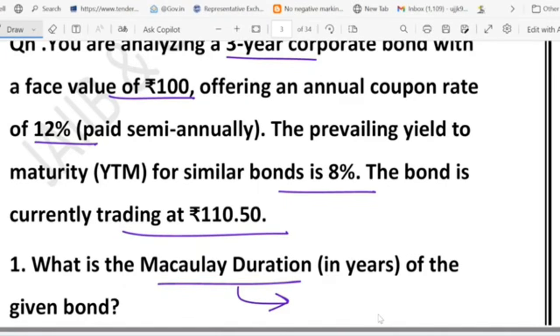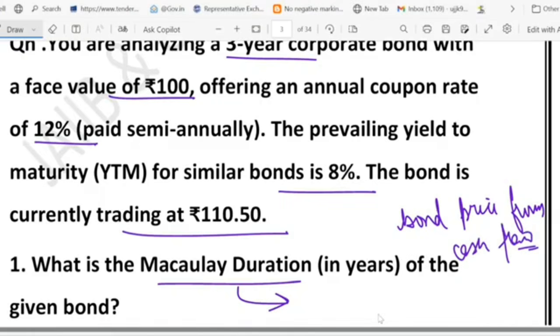I'm again repeating, it is the average time it takes to recover the bond price from its cash flow. That is called Macaulay duration. So basically it considers both the timing and the size of each payment. Yes, timing is also considered and size is also considered.